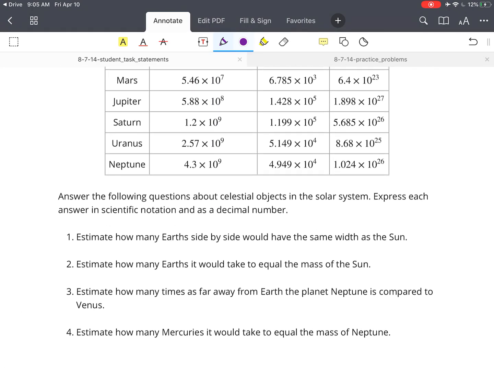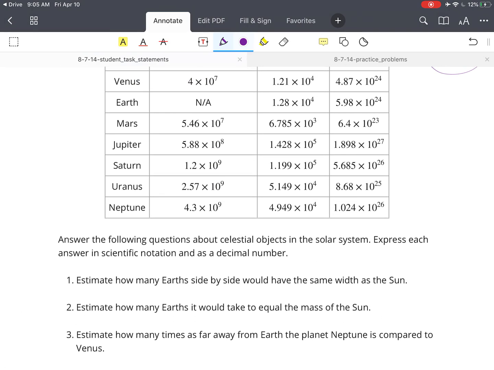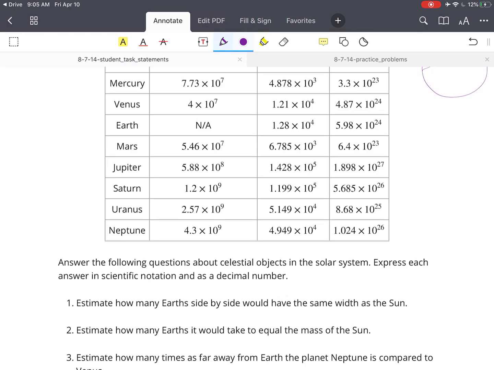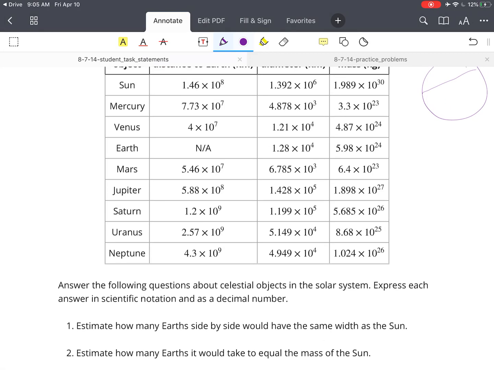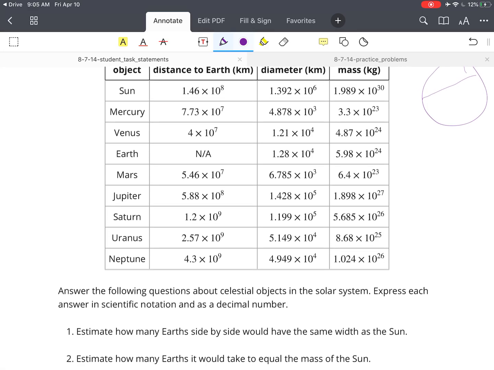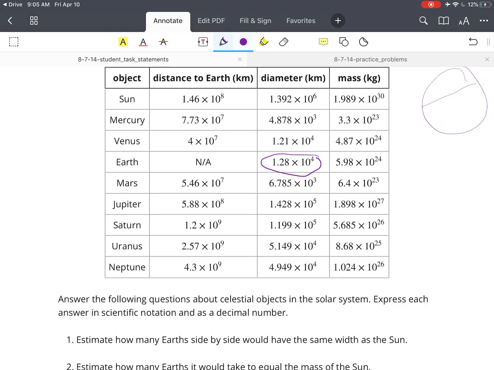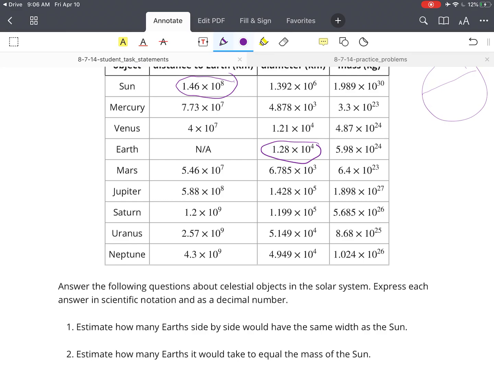So estimate how many Earths side by side would have the same width as the sun. So how many Earths would we have to put side by side so it would reach the sun? So what we're going to be doing is we need to figure out how many more Earths we need. So we're going to look at the diameters. Here's Earth, and here's the distance to Earth. And what do you think we're going to do with those two numbers? Yup, we're going to divide.